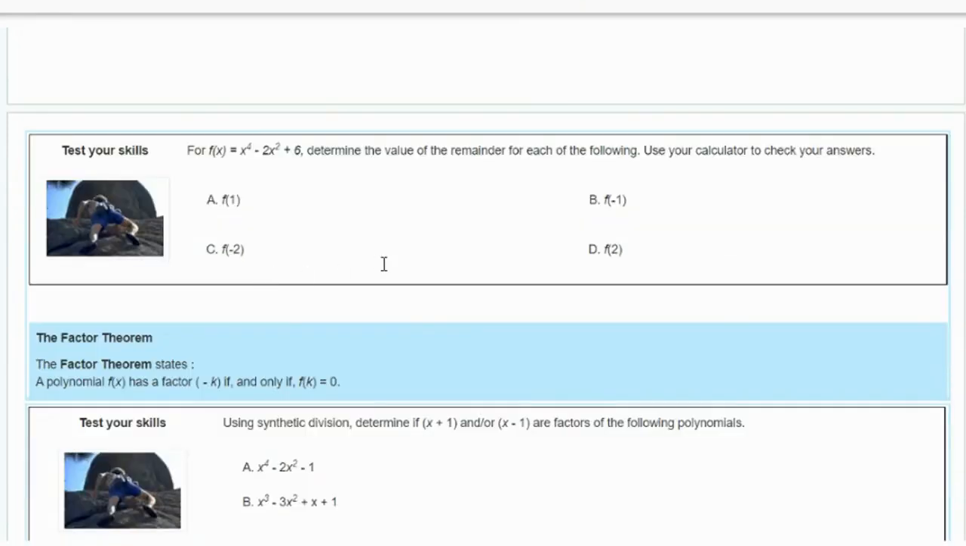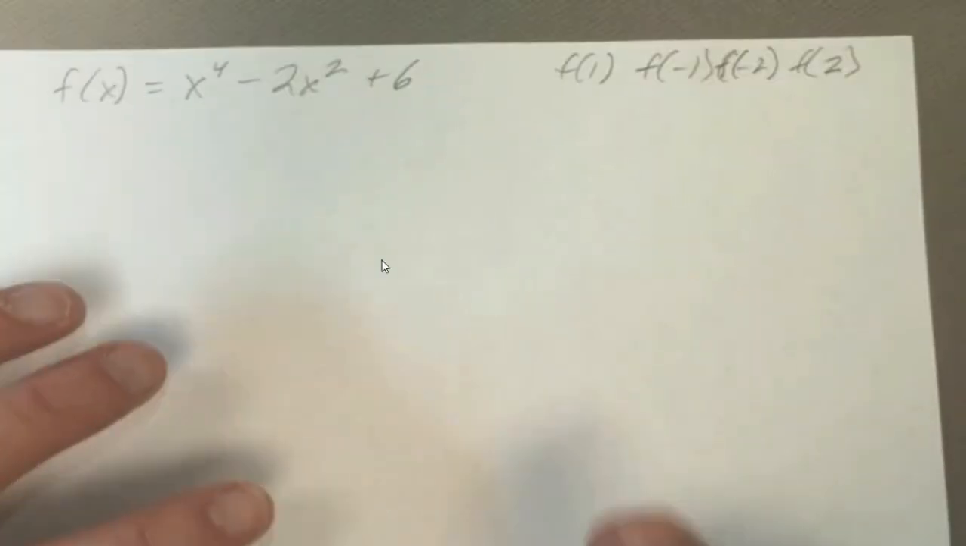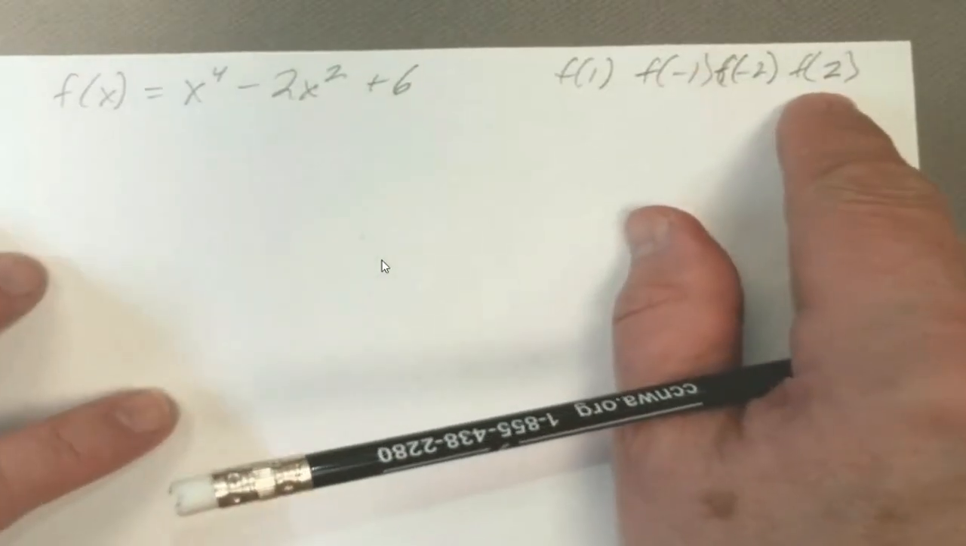So it wants to test our skills here. Use our calculator to check your answers. Determine the value of the remainder for the following: 1, -1, -2, and 2. So let's do a couple of these. Let's get a new sheet of paper. Find the remainder for the following: f of 1, -1, -2, and 2.